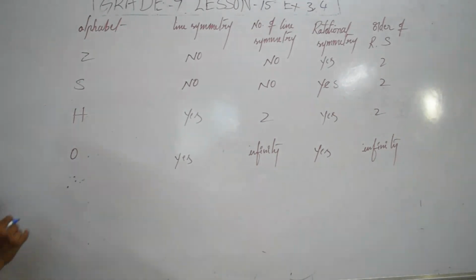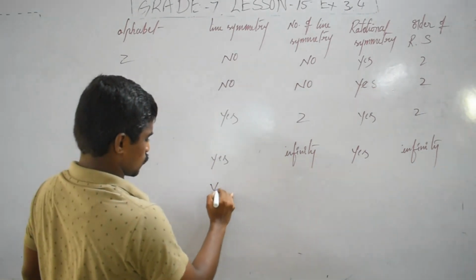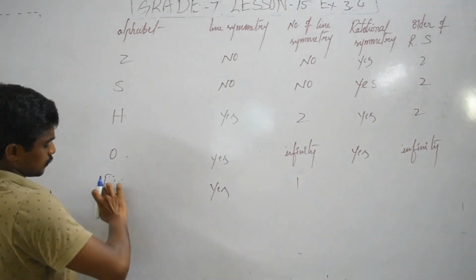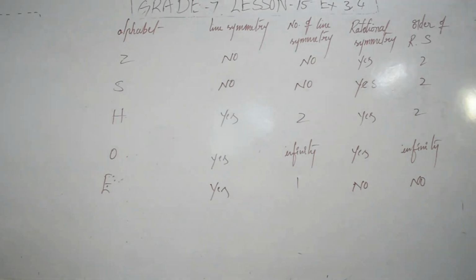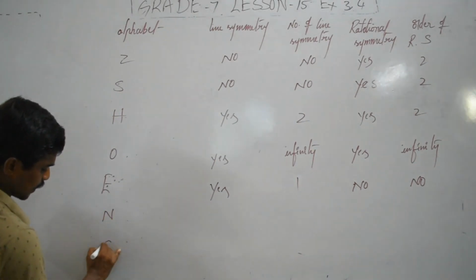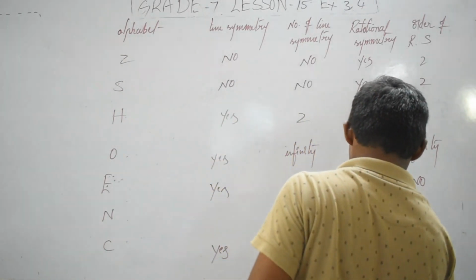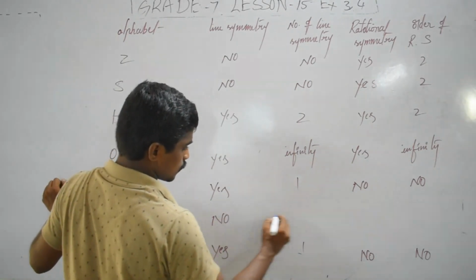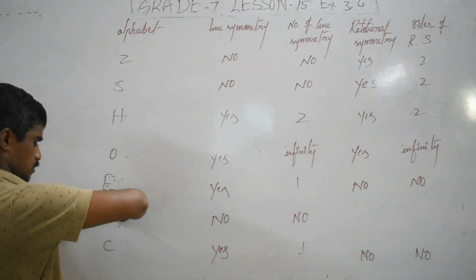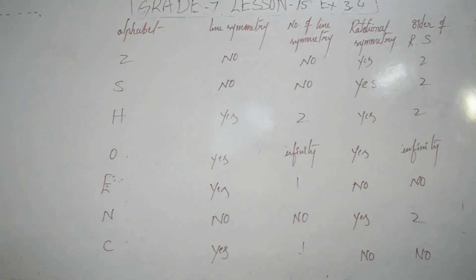Next one, E. So here E, lines of symmetry, yes, 1. Order of the symmetry? No. So we have finished the 7th class math textbook. Remaining only 2 problems. N and C are given here. C, the line of symmetry is possible, 1. And the order of the symmetry? No. Next, N. Number of lines of symmetry is no. 180 degrees, yes. So 2. So we have finished our textbook.